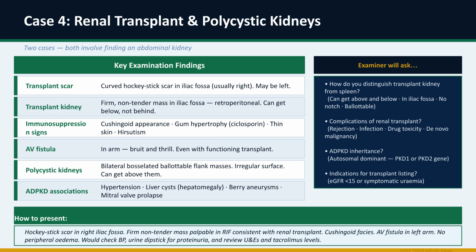Presenting. I found bilateral flank masses. Both were bimanually ballotable, with an irregular bossellated surface, consistent with polycystic kidneys. There were no signs of chronic liver disease. I noted a raised blood pressure. These findings are consistent with autosomal dominant polycystic kidney disease. I would check the renal function, urine dipstick, blood pressure, and arrange a renal ultrasound. I would also inquire about family history of subarachnoid hemorrhage.